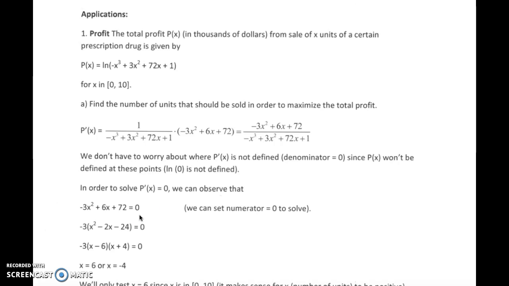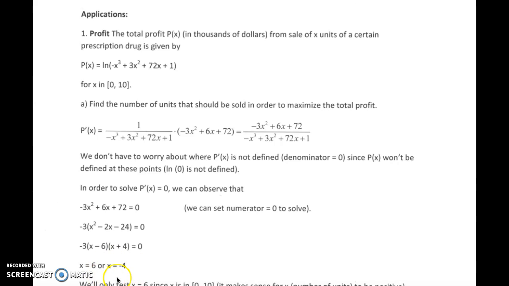We can factor out a negative 3, and when we do, it gives us a nice little quadratic that we can factor. Again, you can use the quadratic formula; you will end up with the same values. We end up with x minus 6 times x plus 4. We set each of those pieces equal to 0, and we end up with x equal to 6 or x equal to negative 4.